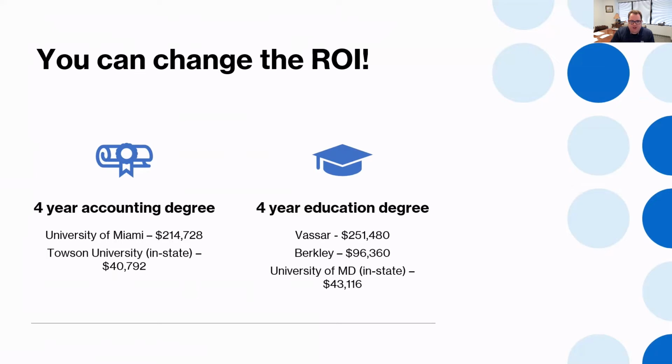So a 4-year education degree, I want to be a teacher. It's what I've always wanted to be. I've loved my teachers growing up. So we could go to Vassar. That's going to be around $250,000. Berkeley, I hear a lot of people talking about the college experience at Berkeley, $96,360. University of Maryland, if you're in state, $43,116. So it's not just choosing what degree or what career you're going to pursue, but how much you are going to pay to pursue that.